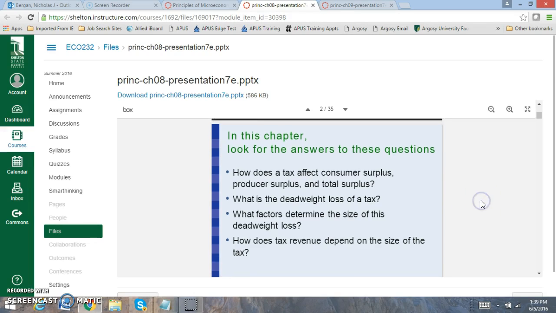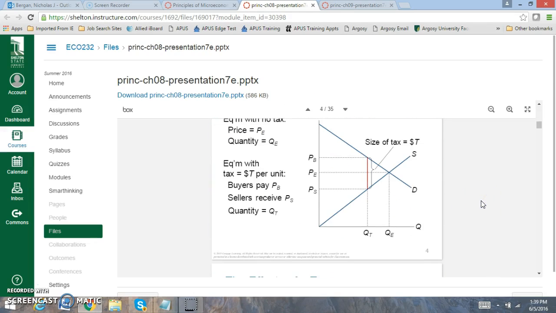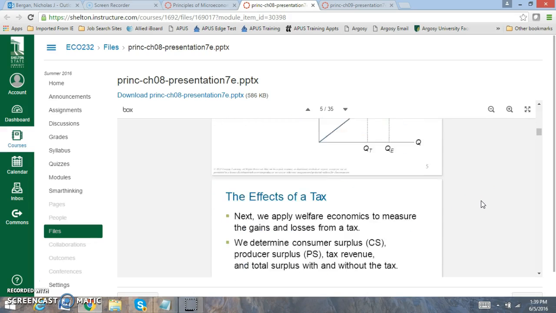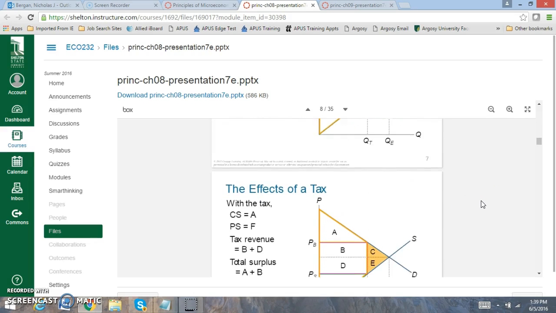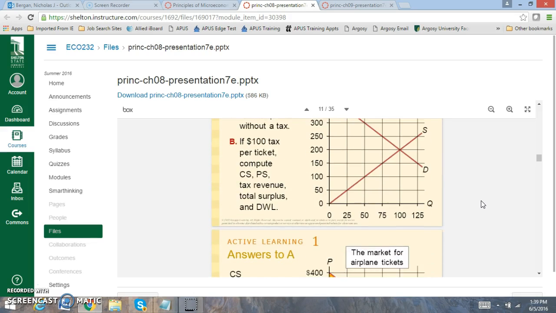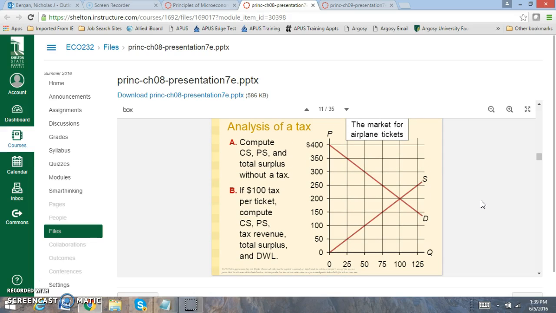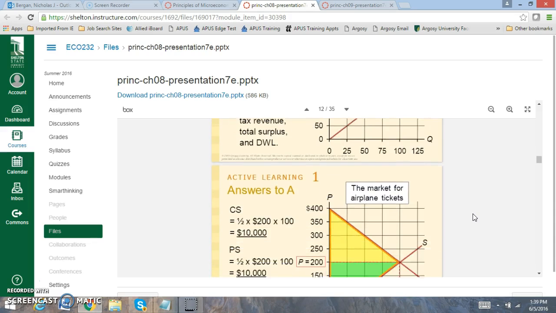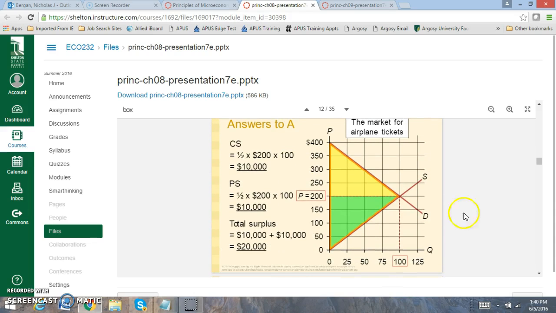Let's go to Chapter 8 now. And let's look at the tax and the effects of a tax. Let me show you the graph here. If we look right here at the graph with a tax, you'll notice the equilibrium price is 200, the quantity produced is 100. Okay? If we want to calculate the consumer surplus, below the demand curve, above the price, that's the area right there, whereas the producer surplus is the area right there.